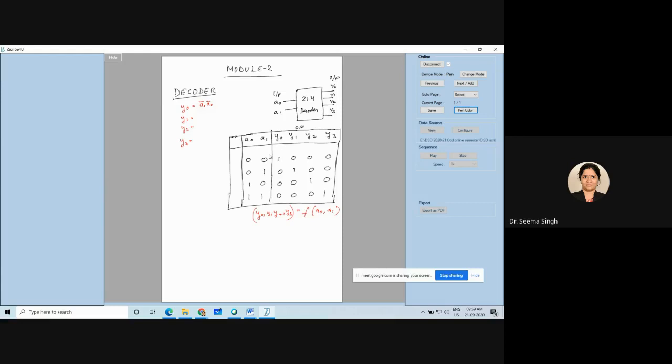The same way, the Y1 equation will be A0 bar and A1. Let me write it with A0 first and A1 later. So it will be A0 bar A1. You will be able to see some relation here and there. It is good. You can keep on analyzing the new things. So next will be A0 and A1 bar, and last is A0 A1, right?